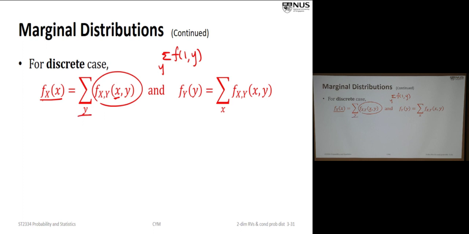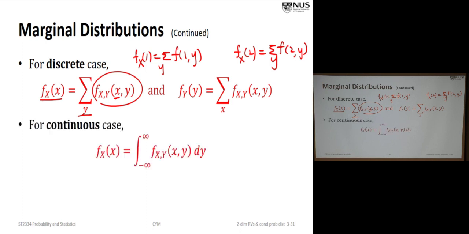Similar for f_Y. Of course, this is f_X at 1. So f_X at 2, you just sum up all the f(2, y). Like x equal to 2, you get all the probabilities. So that is the definition of marginal distribution.